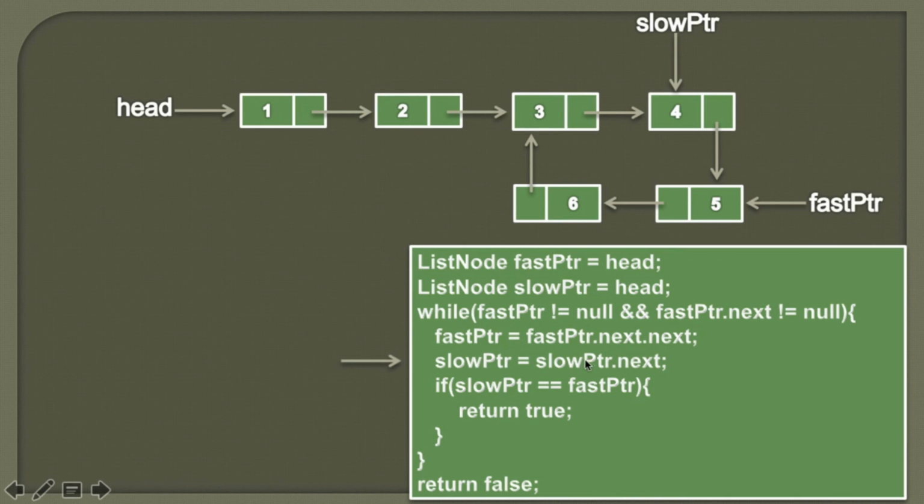Now we are simply traversing slow pointer by 1 position by assigning the slow pointer next value to slow pointer. So slow pointer is pointing to the 4th node and its next is pointing to the 5th. Therefore we are simply traversing it by 1 position. So it would look something like this. Moving ahead.